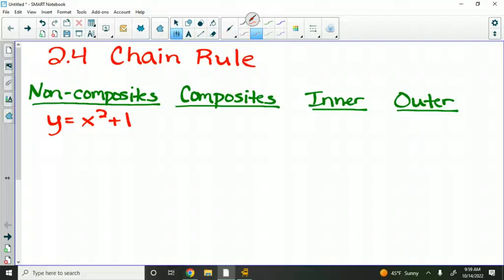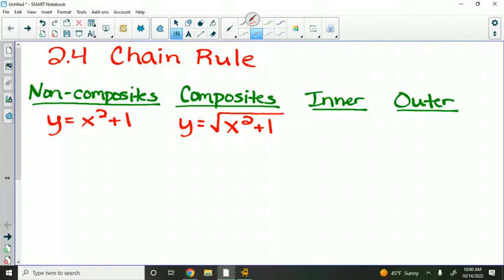But if I tweak that just a little bit, this now is a composite. There's more going on than just polynomials. We have multiple math operations going on.